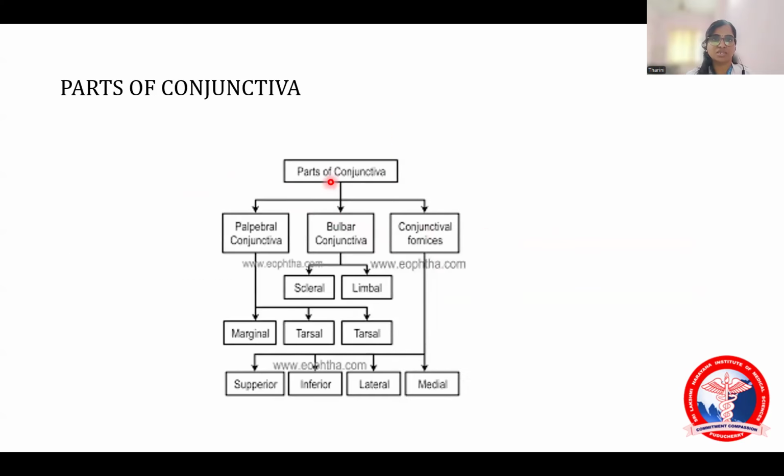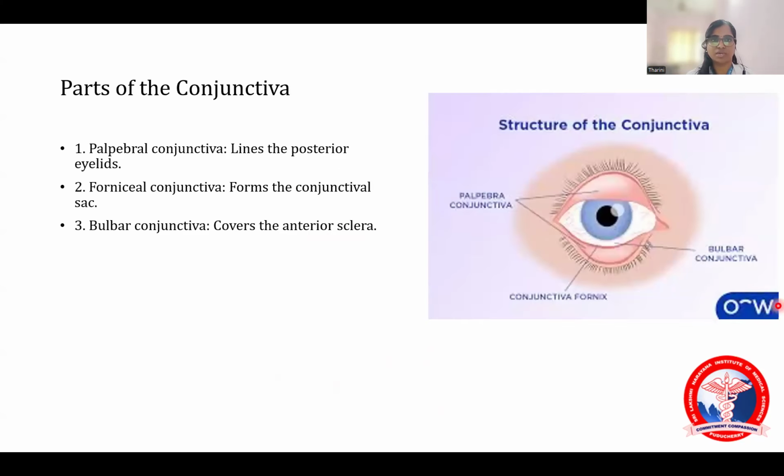The parts of conjunctiva include the palpebral part, bulbar part, and fornices. The palpebral part can be divided into marginal part and tarsal part. The bulbar part is divided into scleral part and limbal part. Fornices are classified into superior, inferior, medial, and lateral fornices. So these are the parts of conjunctiva.